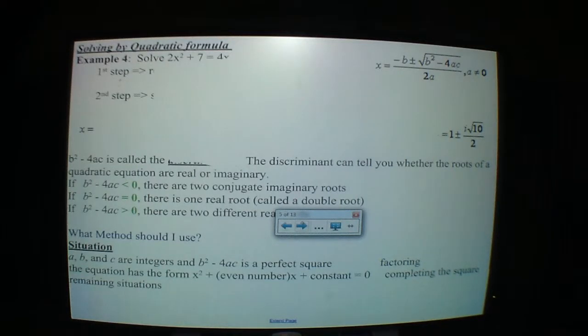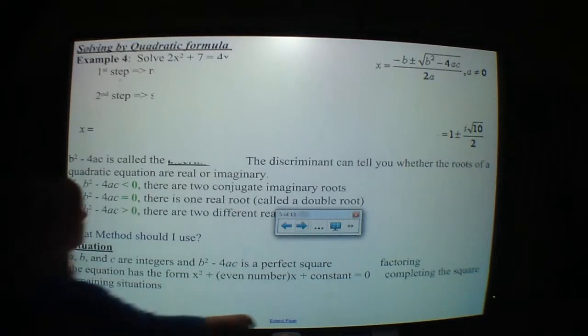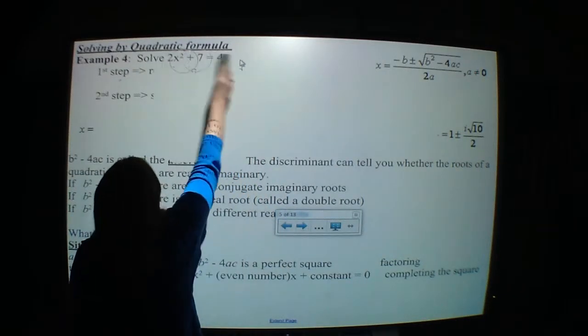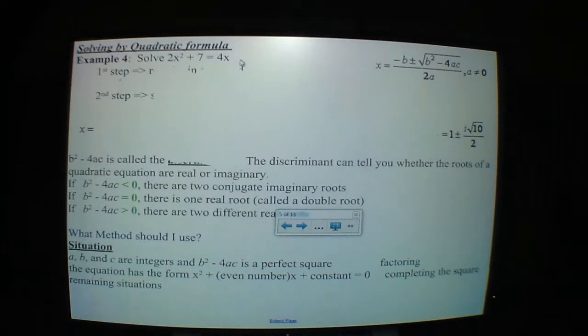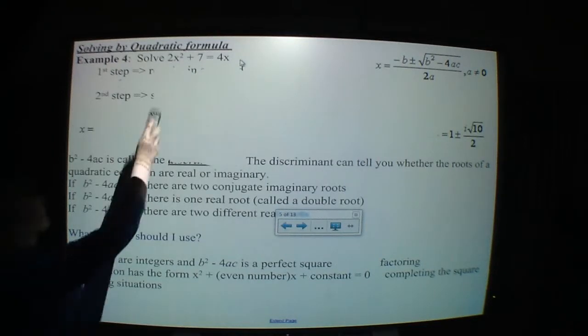Solving by the quadratic formula. Remember the quadratic formula: the opposite of b, plus or minus the square root of b squared minus 4ac, all over 2a, where a cannot equal 0. So if I want to solve that equation there using the quadratic formula, the first step, you need it in the format where it's equal to 0. So I need to move the 4x over to the other side.